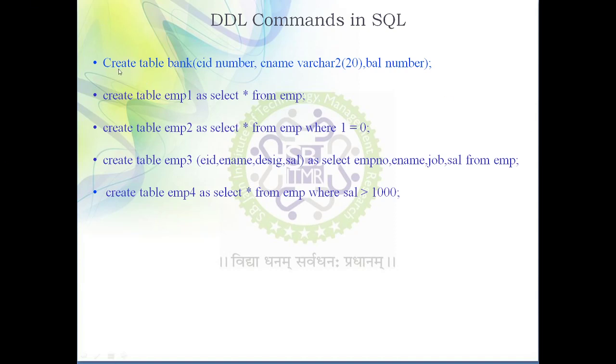So the very first example you can see over here. Suppose I want to create a table bank. Okay, so how can I create it? Create table bank, in brackets I need to provide attribute names. So attribute name is CID, data type is number, then CNAME, its data type is varchar2, its length is 20, balance number. By using this simple create table command, I can create a table bank.